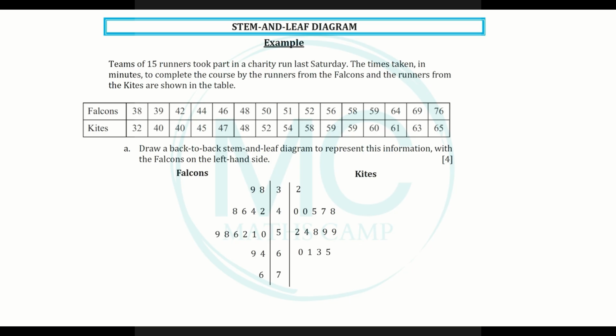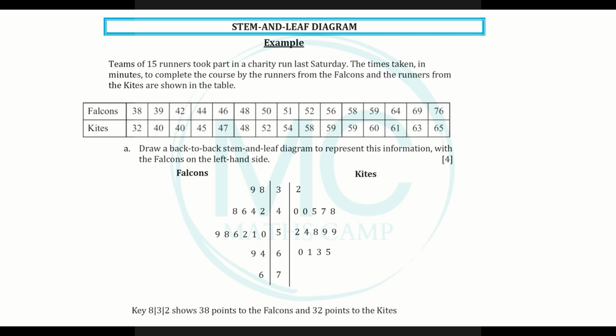But don't forget your key. You use your key to show your marker exactly what you're trying to say. You can use any combination of values. I'm going to use these 3 up here. So I can say the key of 8|3|2 shows 38 points for the Falcons and 32 points for the Kites.